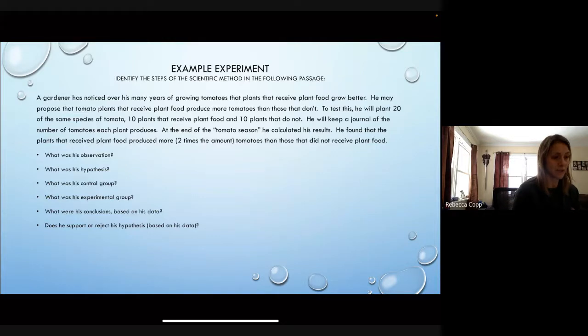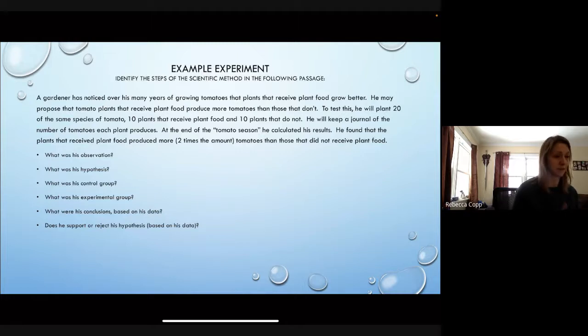His hypothesis is that plants that receive plant food are going to produce more tomatoes than those that don't. So the control group is going to be the group that does not get the plant food, and then the experimental group is the group that is going to get the plant food. And then he's going to run his experiment, calculate his results. And so his conclusion is that plants that receive plant food produce 2 times the amount of tomatoes than those that didn't. So in this case, he would support his hypothesis.